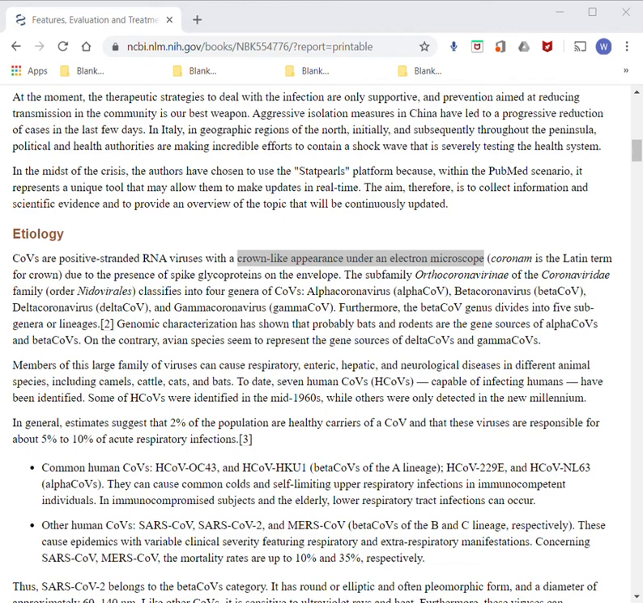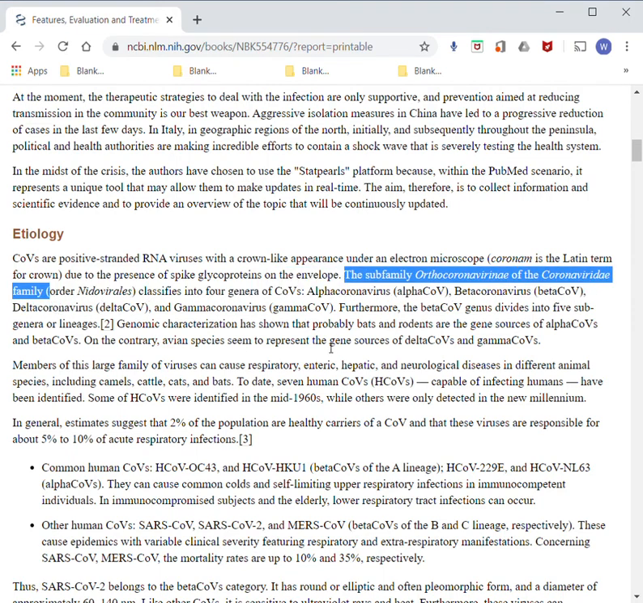All right, number 7. What family does the coronavirus belong to? If we keep reading, the next sentence states the subfamily of Orthocoronavirinae of the Coronaviridae family. Boom, we have our answer.